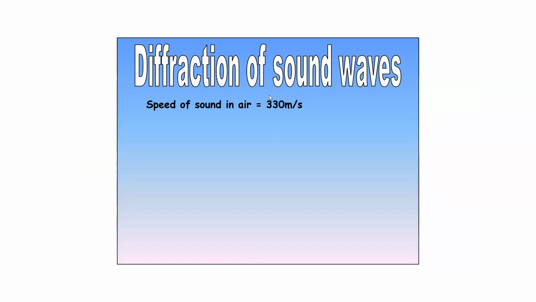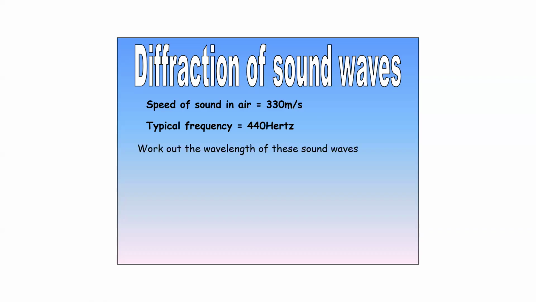This is just a calculation explanation of diffraction. Say the speed of sound in air is 330. The typical frequency of a sound varies from person to person, as we sound different to each other. That is because of our pitch, or the frequency, the number of waves we produce every second. So a typical frequency is like 440 hertz. If we work out the wavelength, the speed is wavelength times frequency, so wavelength is speed over frequency.